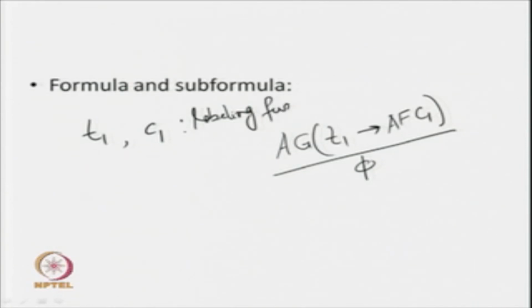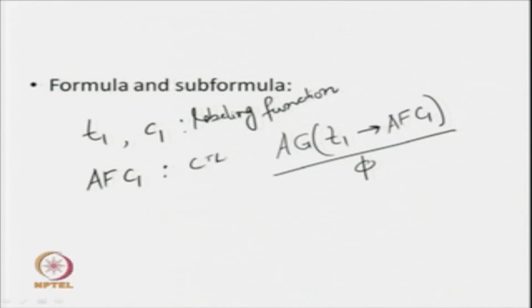We know that we have the labeling function, and with the help of the labeling function, we label the states where the atomic propositions are true. So, we know the truth values of these 2 atomic propositions in our model, and we know in which states these are true. Now, once we know that these 2 are CTL formulas, then we will find that AF C1 is also a CTL formula.